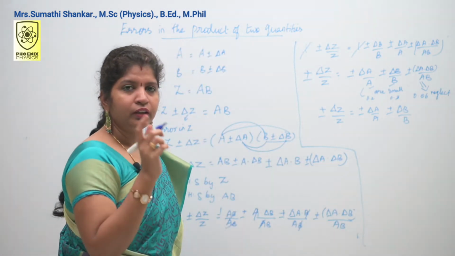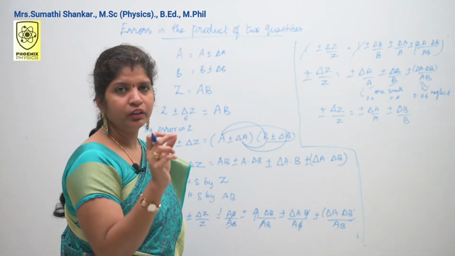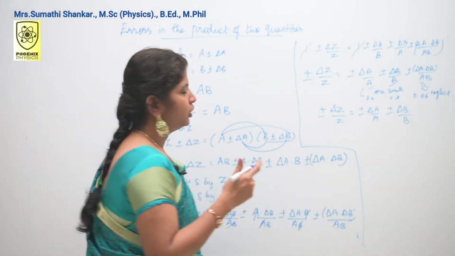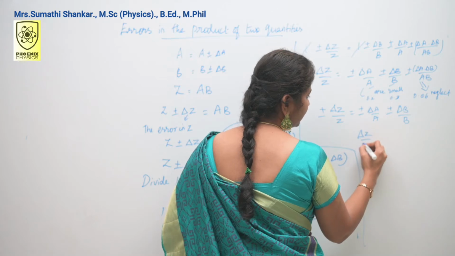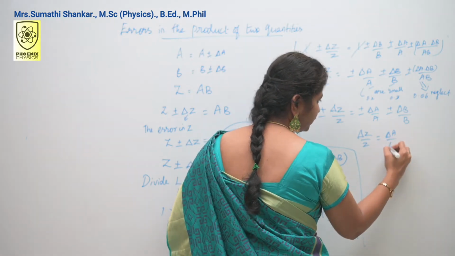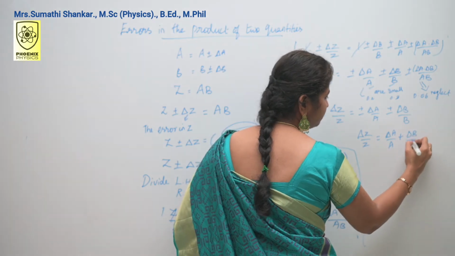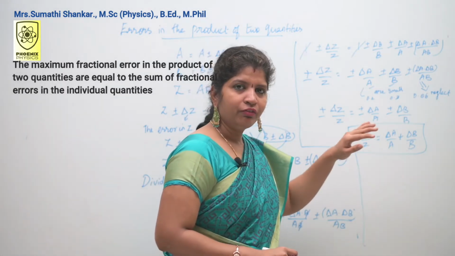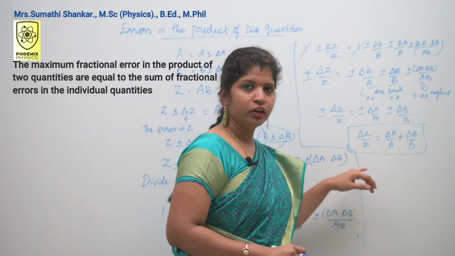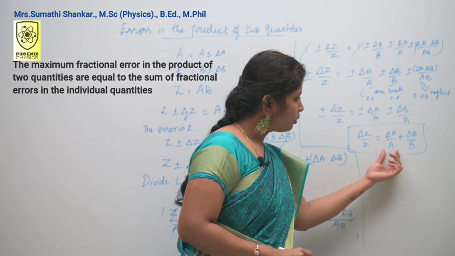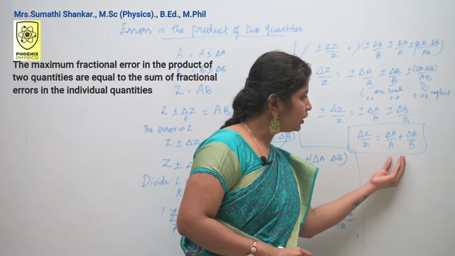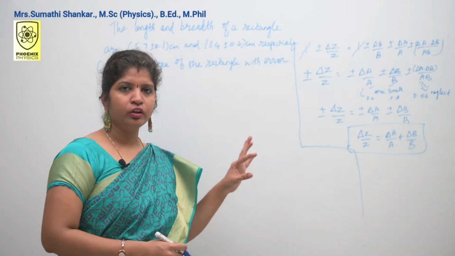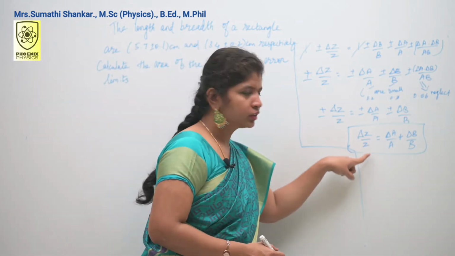You know that errors are always added together, or we can say we are considering maximum possible error in Z. So delta Z by Z can be written as delta A by A plus delta B by B. This is the final answer. The maximum fractional error in the product of two quantities is equal to the sum of fractional errors in the individual quantities. Just now we discussed errors in the product of two quantities, and the final answer is like this.